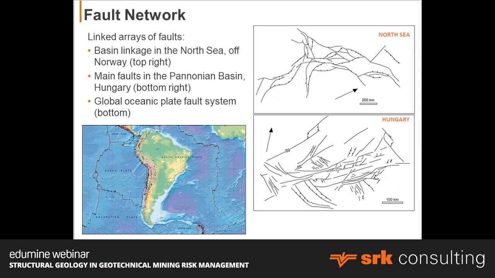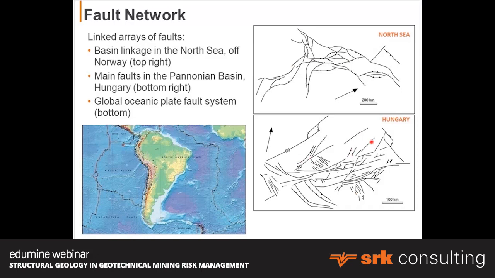And we know what fault networks look like. We've got linked arrays of faults from studies all over the world. Here's a linkage in the North Sea off the coast of Norway. Here's the fault system in the Pannonian Basin in Hungary. All right, and you can see these segments are interlinked, different patterns. These are forming as part of the same deformation system.